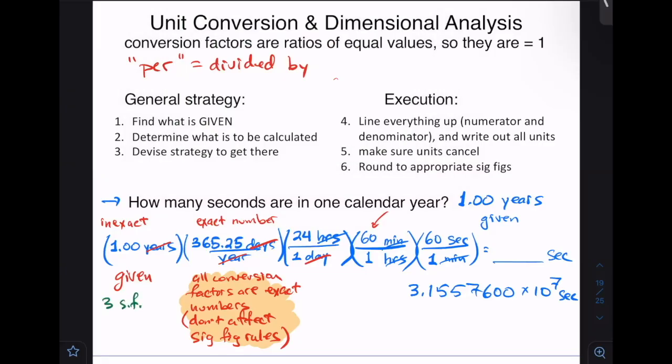So that's what we're going to report our final answer to. This 5 rounds up to a 6. So we would report this as 3.16 times 10 to the 7th seconds. And actually, the unit for seconds is just an s. So there you go. And then be nice and put a nice box around your answer.